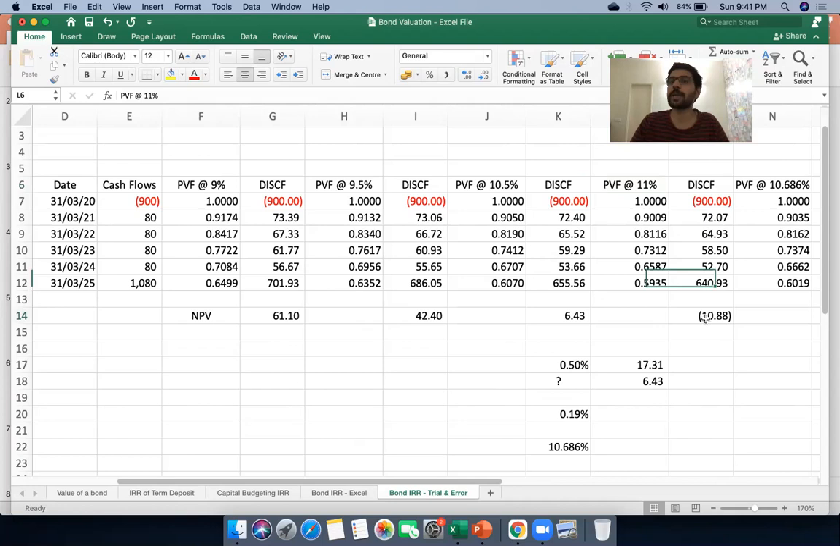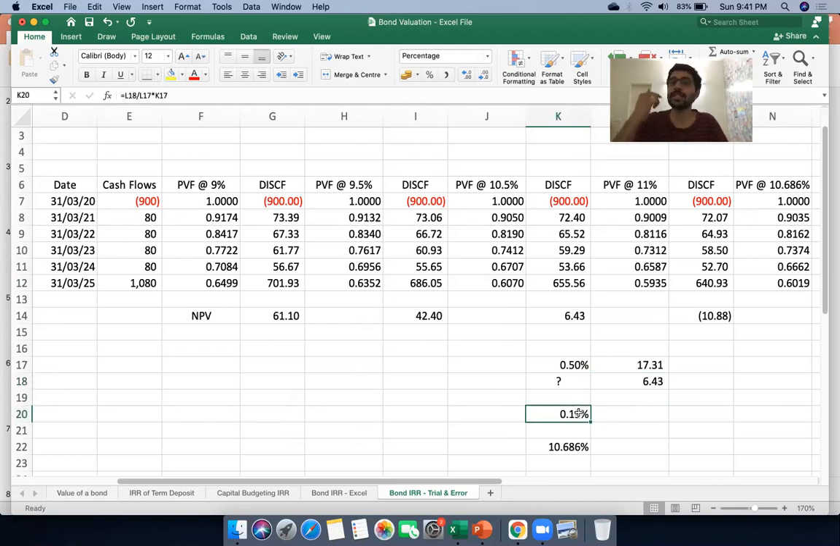And this time I again increased it by 0.5%, and then I basically got a negative NPV, and I realized that my IRR will be lying between 10.5 and 11%. Then I applied the linear method, or the simple binary method that we generally use, where I said that a 0.5% increase in discount rate has resulted in a decrease in NPV of 17.31. I want the NPV to go down from 6.43 to 0.